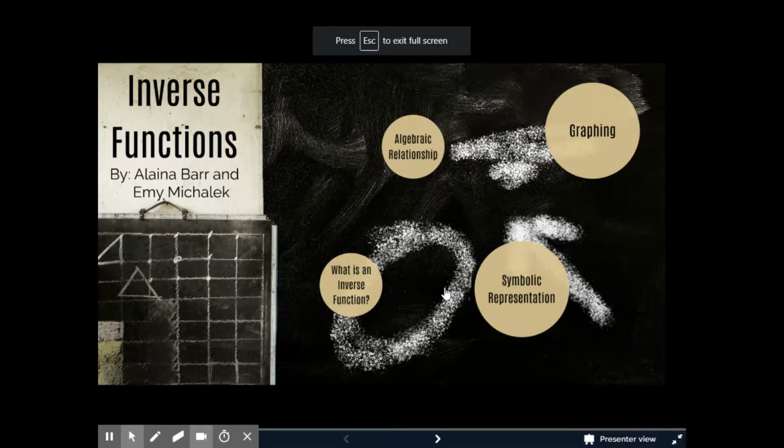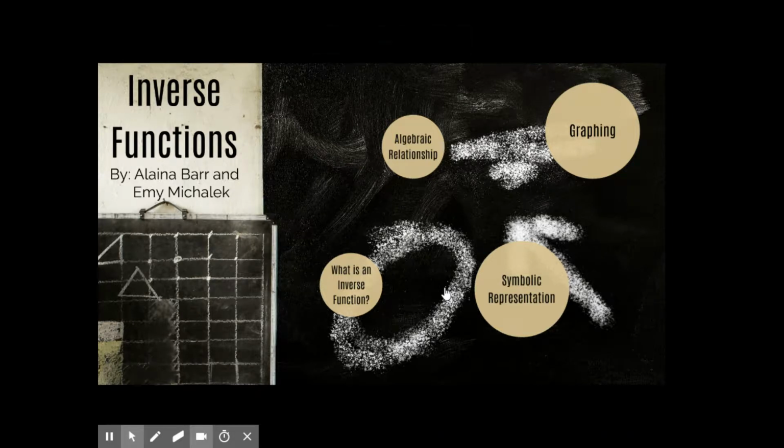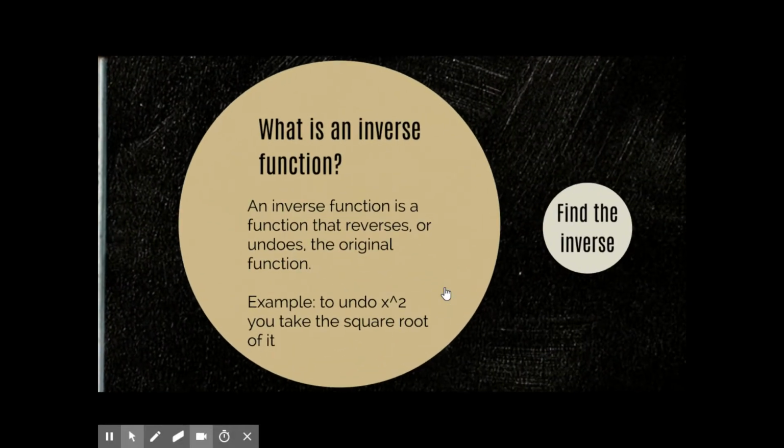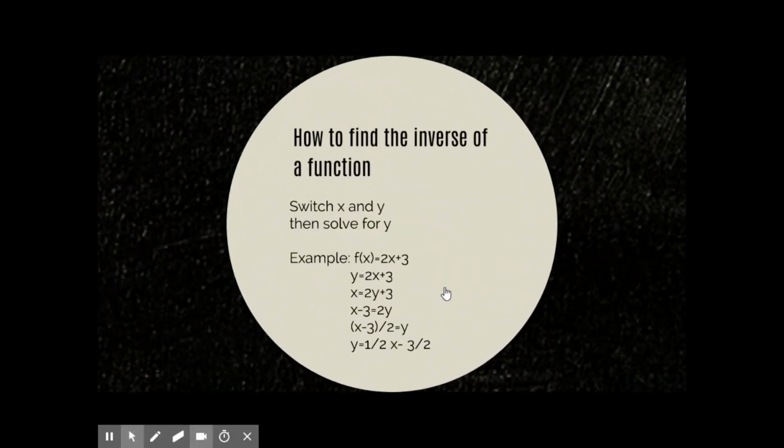Okay, all you guys. So we're going to talk about inverse functions, how you graph them, and what everything means. So what is an inverse function? Basically, an inverse function is a function that reverses or undoes the original function. An example would be if you had x squared, you would take the square root of that to undo it. So how do you find the inverse?